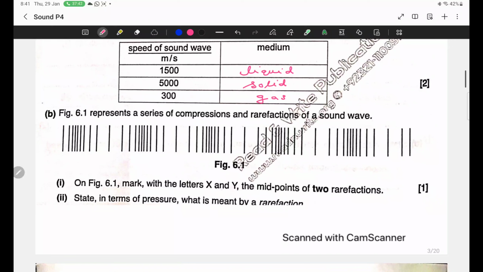Now the question is, again, sir, we are given a sound wave pattern. This sound wave is composed of compressions and rarefactions. The question is, sir, mark X and Y at the midpoint of rarefaction. I am marking this as rarefaction X, this as rarefaction Y. So these are two rarefactions. And now they are asking, what is meant by rarefaction?